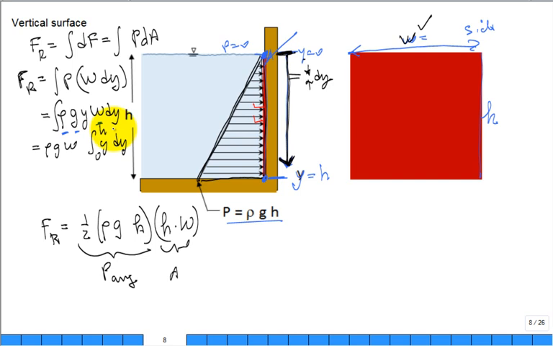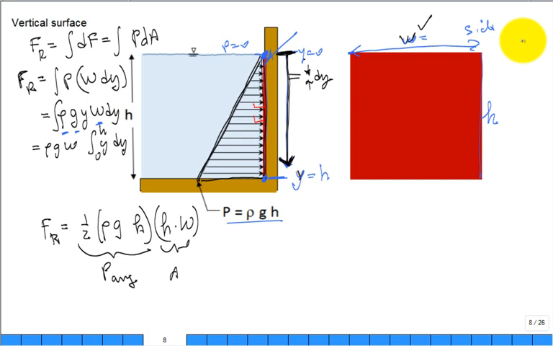Make sense so far? Let me pause for a minute. Did I make an error? Or do you agree? If you agree, give me a thumbs up. The w stands for this distance in the third dimension. Sometimes w's do stand for loads in different problems.